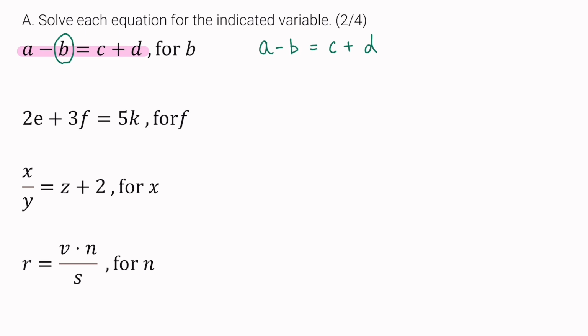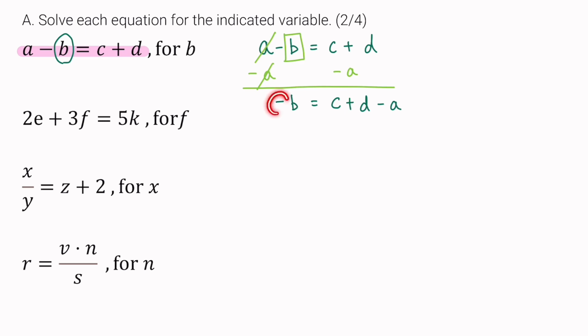And since I'm solving for this b, I am going to get rid of everything else that's present on the left side of the equation. First, I need to get rid of this a, and I'm gonna do that by subtracting a from both sides of the equation. I can get rid of that a successfully, and I'm left with not just b, but negative b on the left side of the equation, and on the right side I have c plus d minus a.